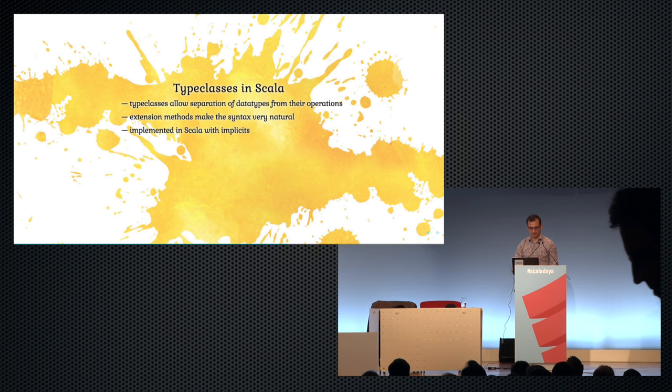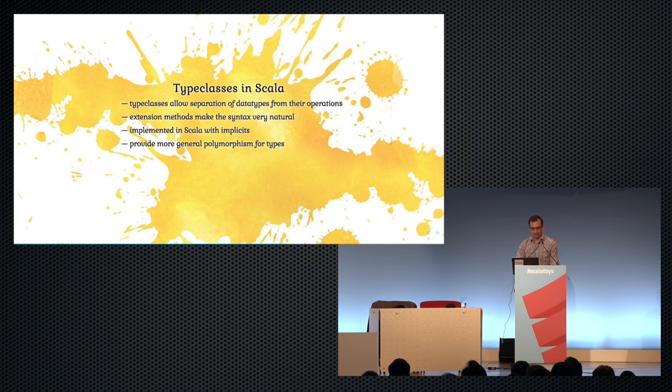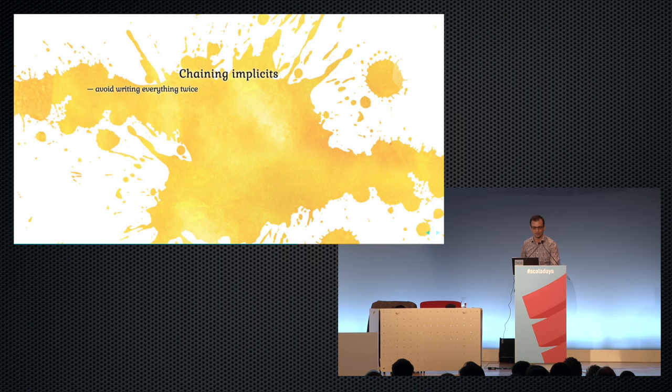We do this in Scala with implicits. That's the means. Generally, we're providing ad hoc polymorphism for types. It's not polymorphism defined by subtyping. And the key point is you can retrofit this functionality to types that you don't own or control.